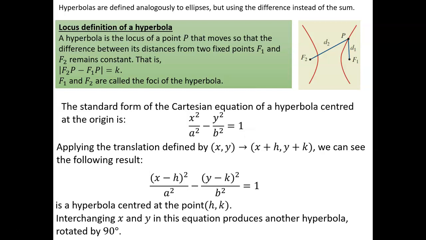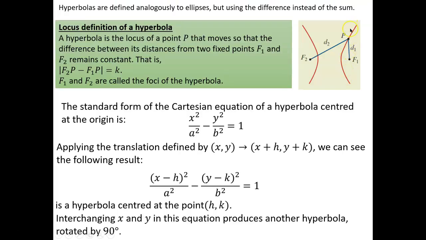If we interchange the x and the y, so if it's something with y's minus something with x's, then that results in a 90-degree rotation. So these branches, which are currently kind of vertical, would become kind of horizontal.